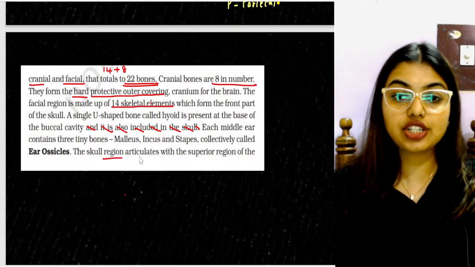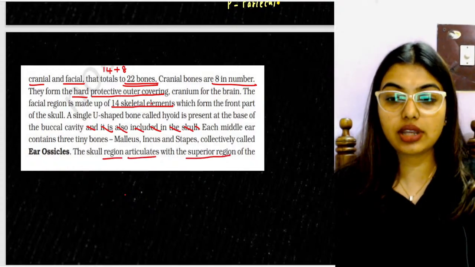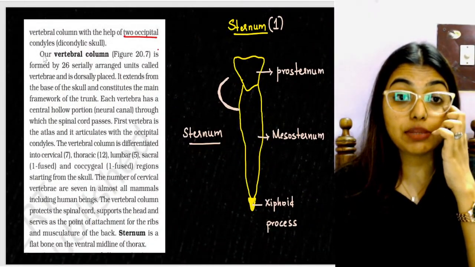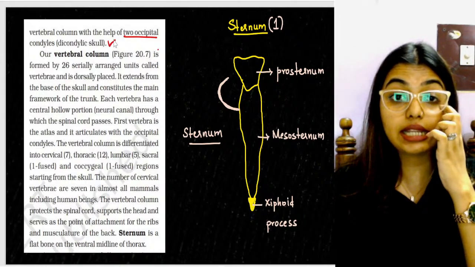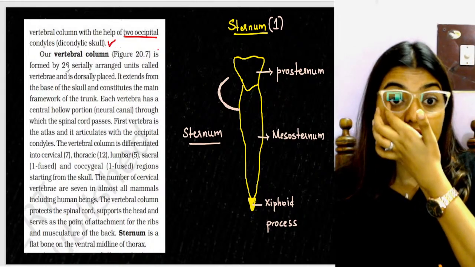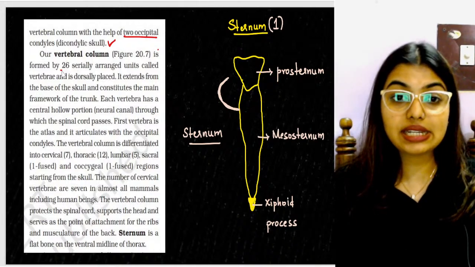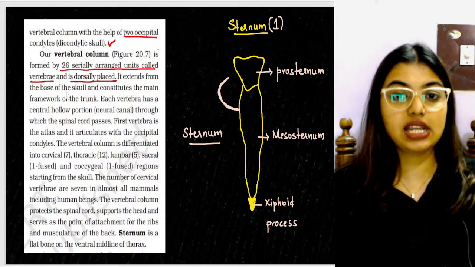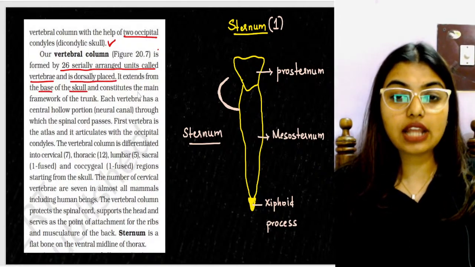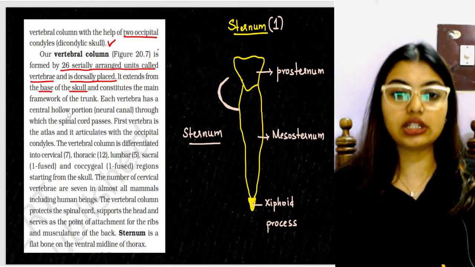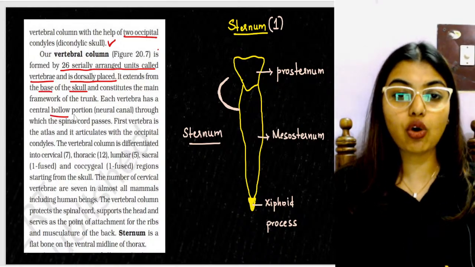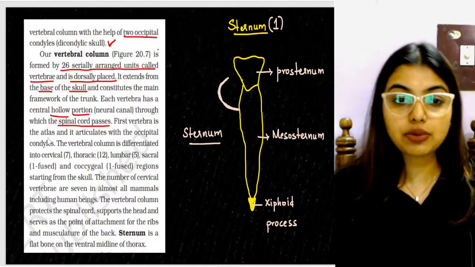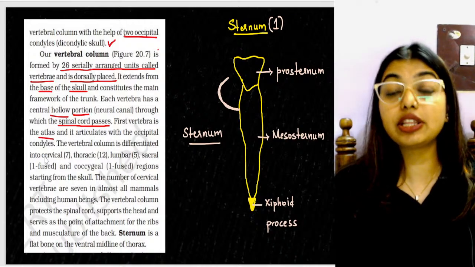So look here, the skull region articulates with the superior region of the vertebral column with the help of two occipital condyles. So we call it a dicondylic skull. Understood? Two condyles are there. Now our vertebral column is formed by 26 serially arranged units called the vertebrae, and it is dorsally placed. It extends from the base of the skull and constitutes the main framework of the trunk. Each vertebra has a central hollow portion called the neural canal through which the spinal cord passes. The first vertebra is called atlas and it articulates with the occipital condyle.